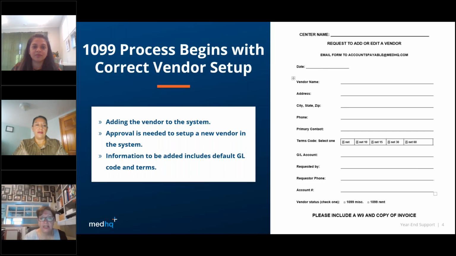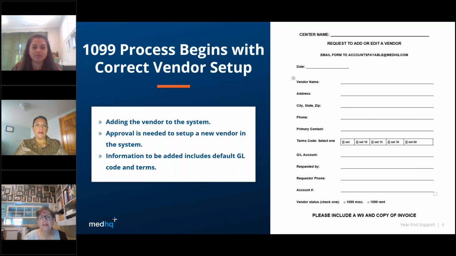Why do we need this information? The new vendor form will give AP the information that is needed to ensure the vendor is set up correctly. It is also an important approval step to set up a new vendor in the system. Let's look at the new vendor form. Add your center's name and date, the vendor's name, address, phone, and primary contact.